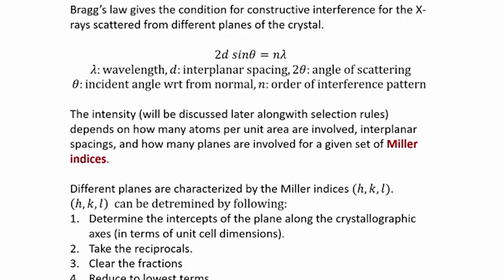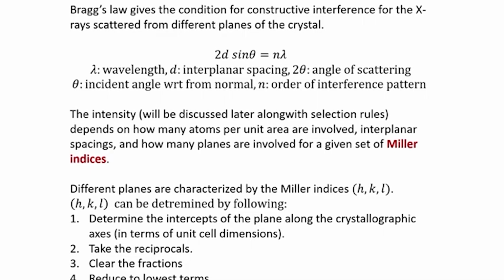So, Bragg's law gives the condition for constructive interference for the X-rays which are scattered from different planes of the crystal, which is what we have seen. 2d sin theta equal to n lambda is Bragg's equation, a fairly simple enough equation for us to analyze.